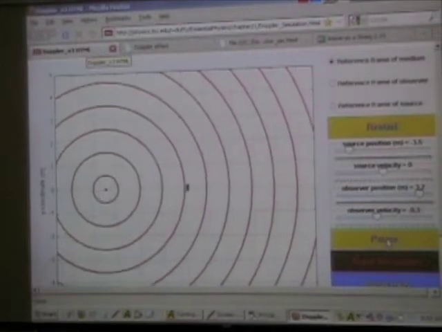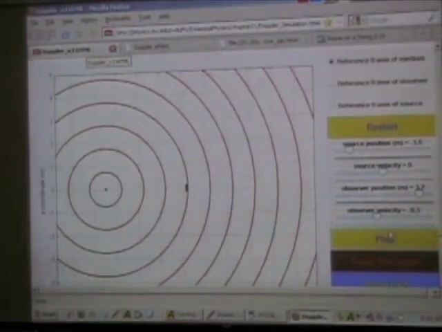So for some reason, the more wavefronts this applet generates, the slower it works. It's not the case in general. A regular sound source doesn't change its frequency over time.